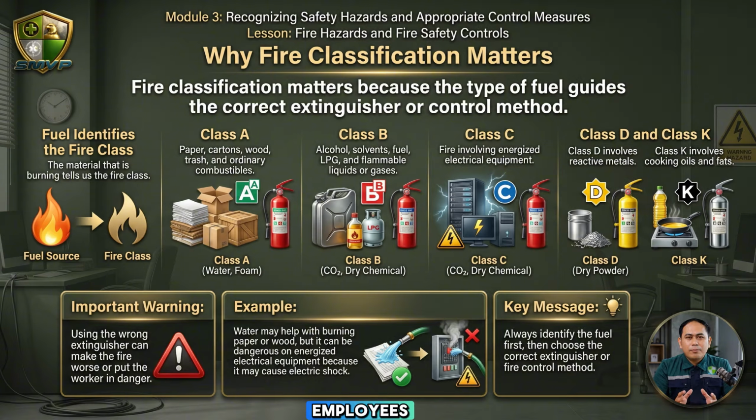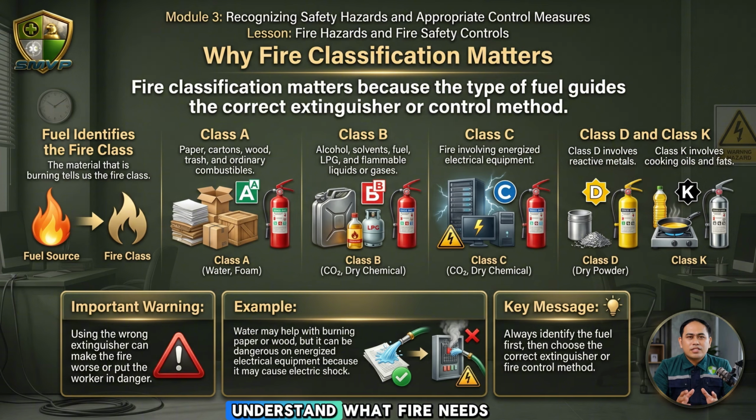This is also why employees must read the label of the extinguisher. Fire extinguishers usually indicate the fire classes they are designed for. For example, an ABC dry chemical extinguisher is commonly used in offices because it can address Class A, B, and C fire risks. But that does not mean every fire should be fought by employees. The extinguisher is only for incipient or early stage fires and only when it is safe.